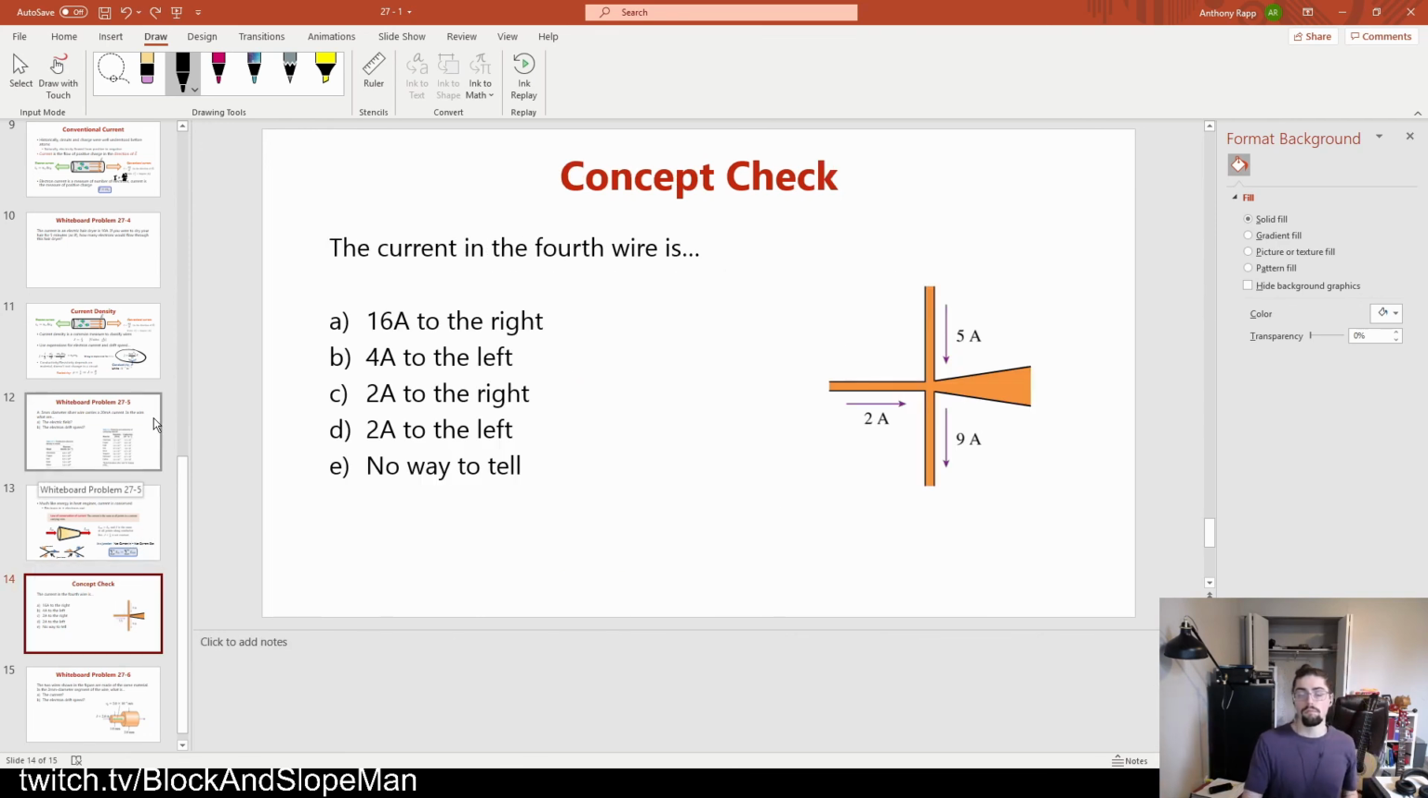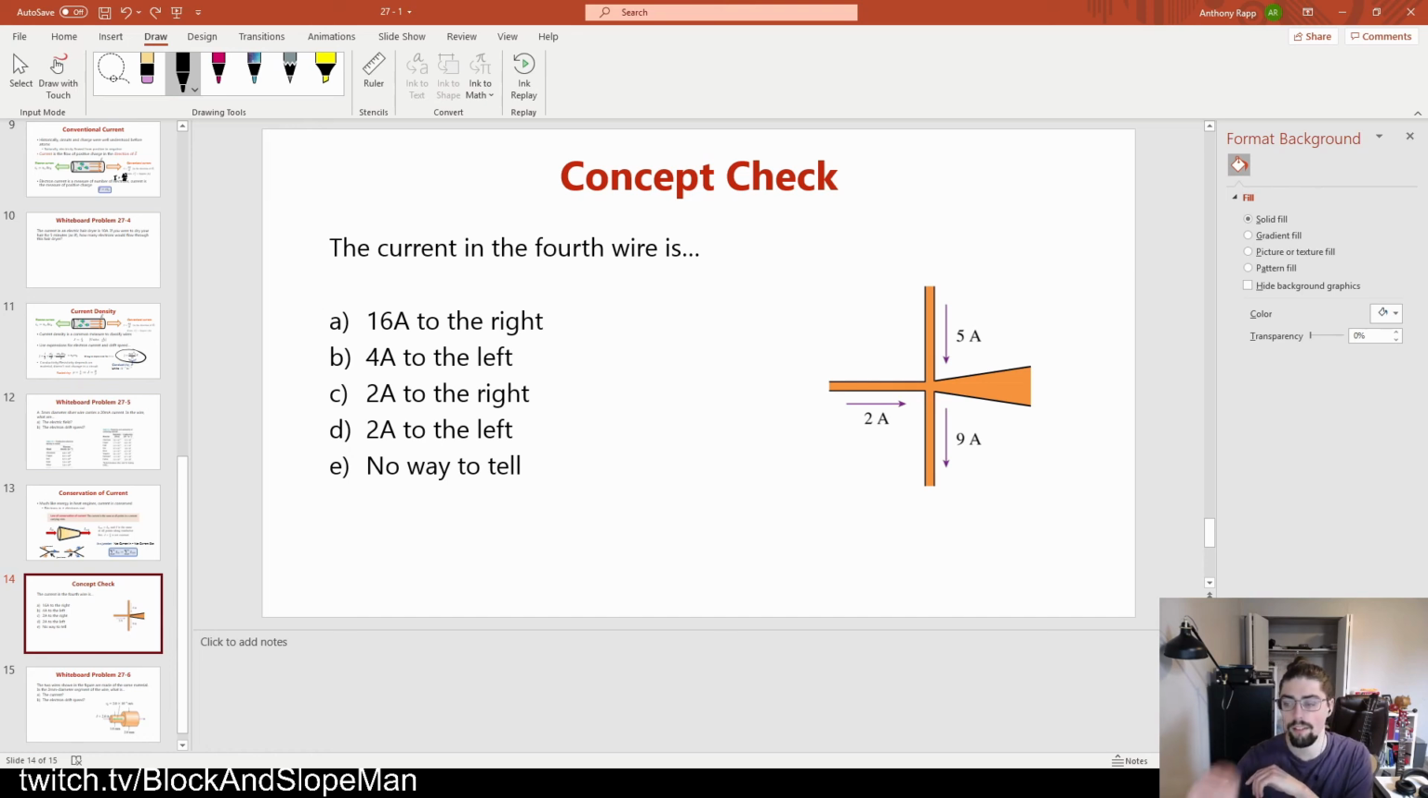So, let's try this idea out with a very quick concept check. I have a junction of 4 different wires all together, and we see the direction and the magnitude of the current going through each wire. Knowing our conservation of current, what is the current in the 4th unlabeled wire?